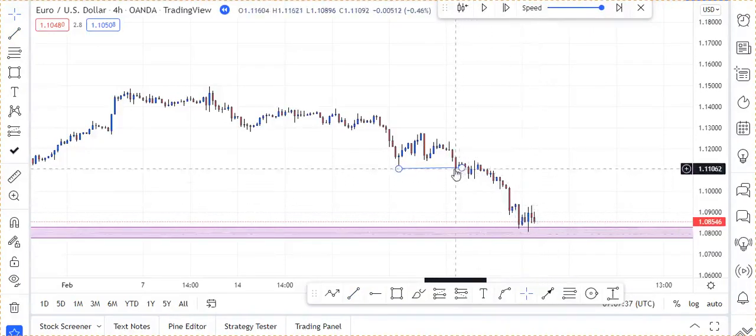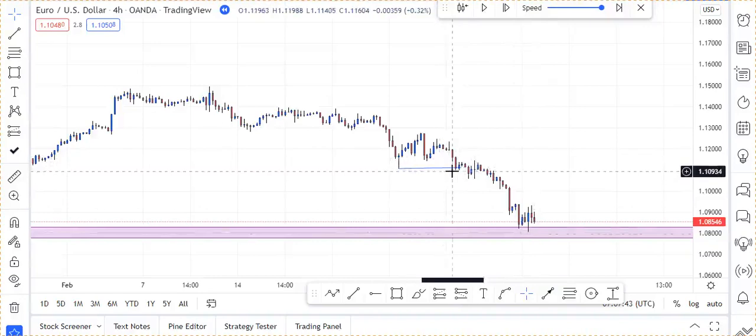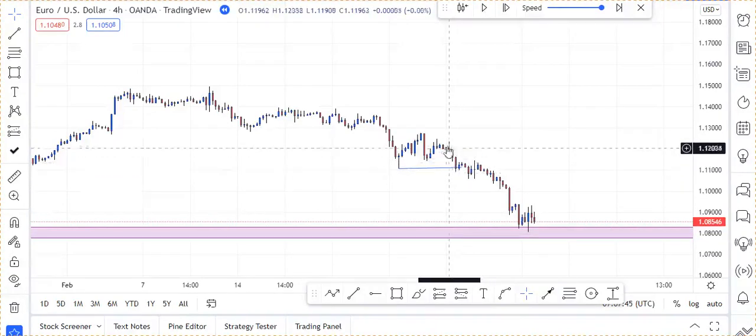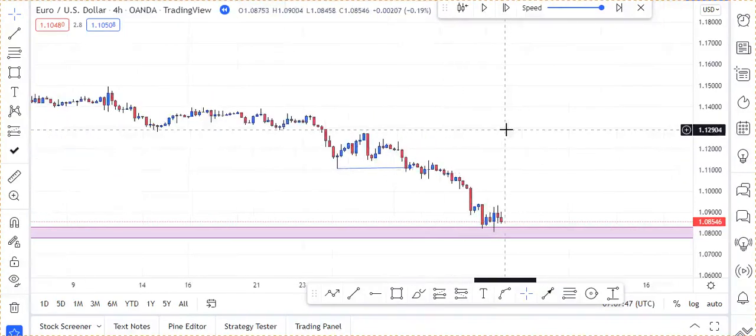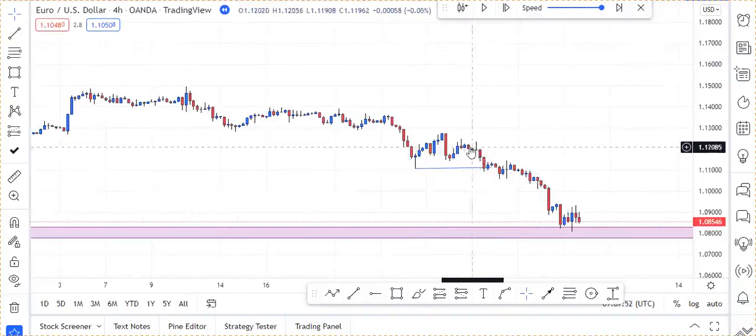So where is the OB that sponsored this break of structure? It is this OB here. Let me show it to you. It is this OB here, this OB.